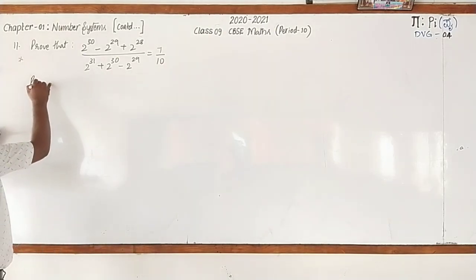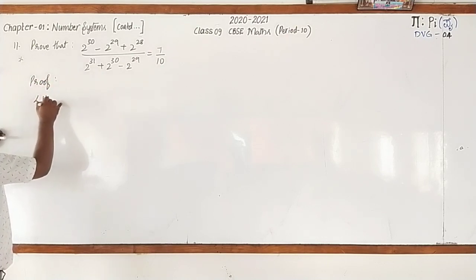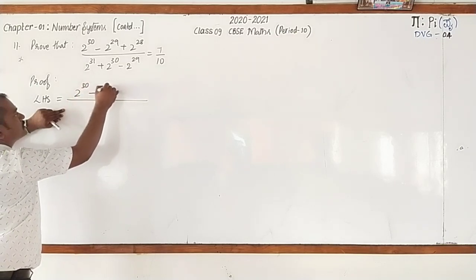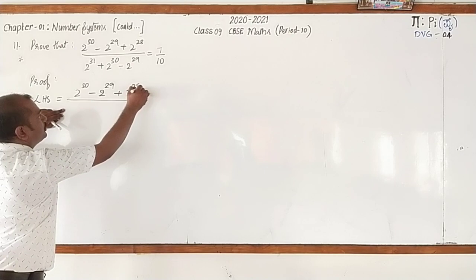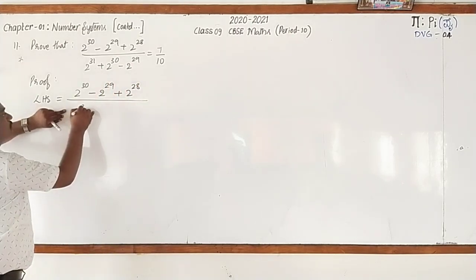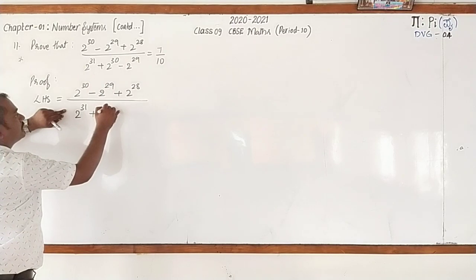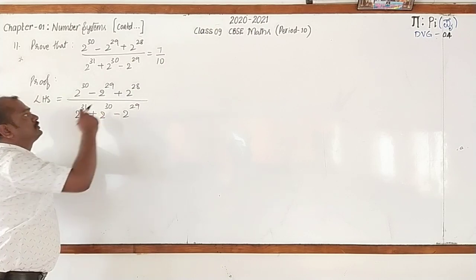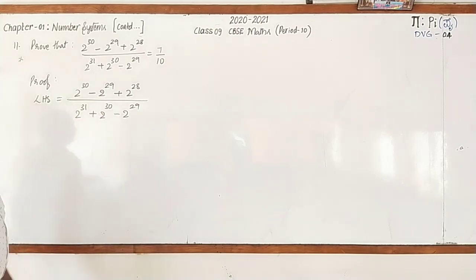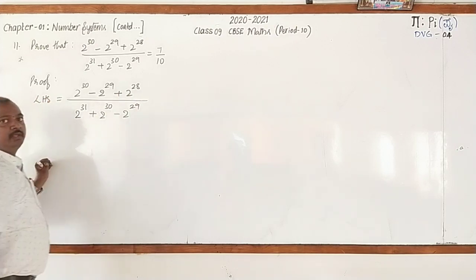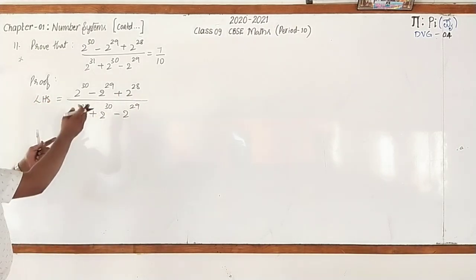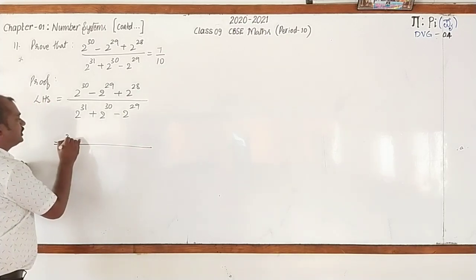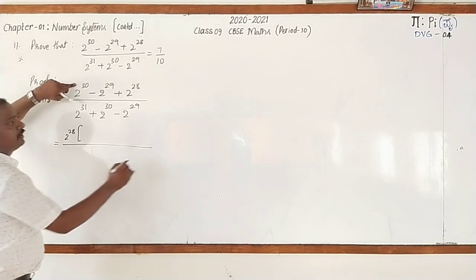So for proof, I go for taking first LHS part. What is in the LHS part? It is 2 raised to the power 30 minus 2 raised to the power 29 plus 2 raised to the power 28 divided by 2 raised to the power 31 plus 2 raised to the power 30 minus 2 raised to the power 29. In both, you just observe which one has least power. It is 2 raised to the power 28. So can we take 2 raised to the power 28 as common factor? Yes.